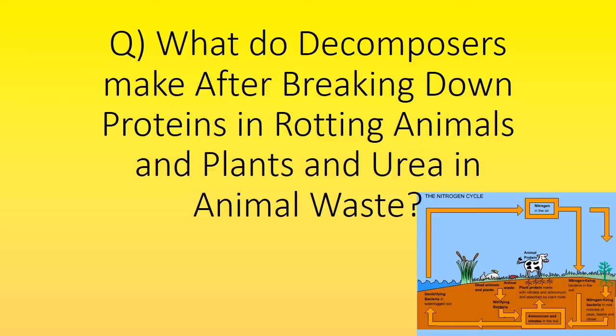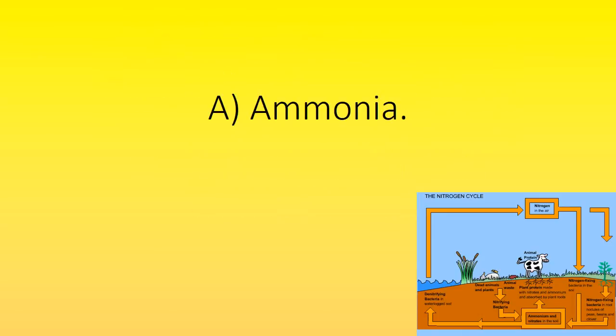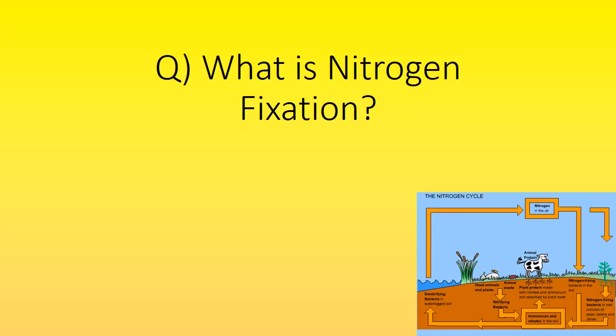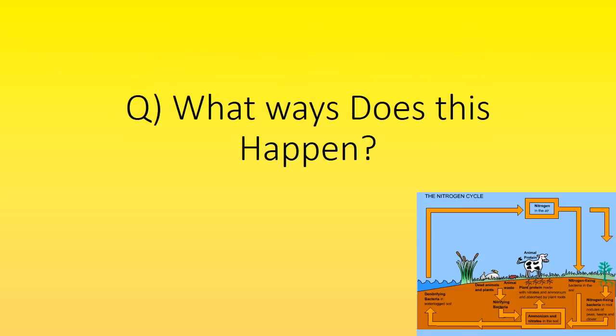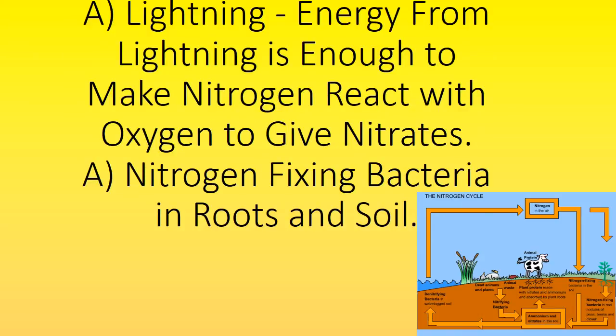What do decomposers make after breaking down proteins in rotting animals and plants and urea in animal waste? Ammonia. What is nitrogen fixation? The process of turning nitrogen from the air into nitrogen compounds in the soil. In what ways does this happen? Energy from lightning is enough to make nitrogen react with oxygen to give nitrates, and nitrogen fixing bacteria in roots and cells.